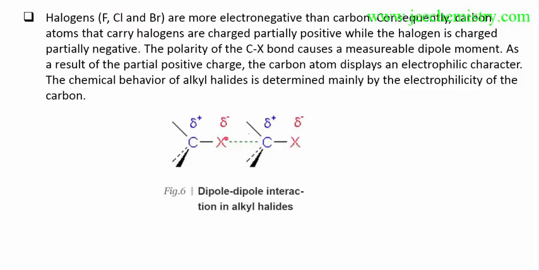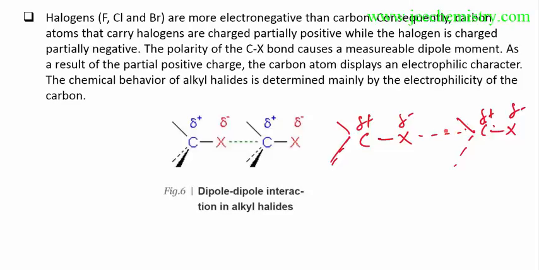Suppose these two compounds are there, here a C-X compound, and there another C-X compound. This is one similar thing I am writing. If this is more electronegative, then this will acquire a negative charge, and this will acquire a positive charge. As the negative and positive charges will be there, there is an attraction between this negative and positive charge.